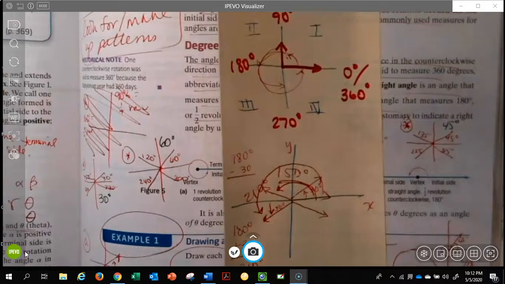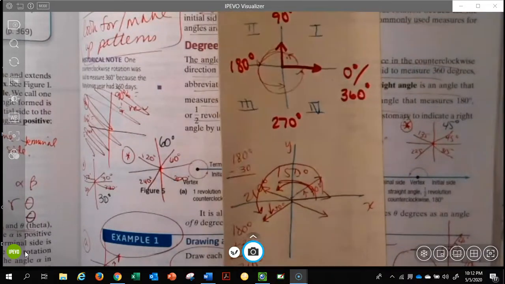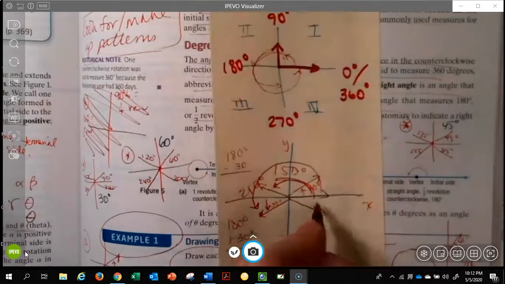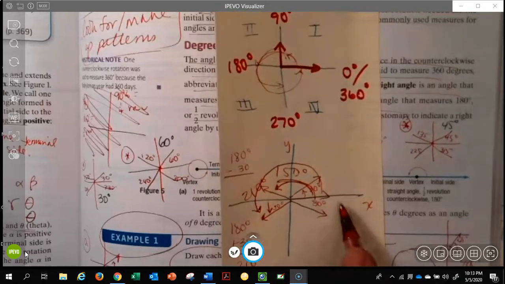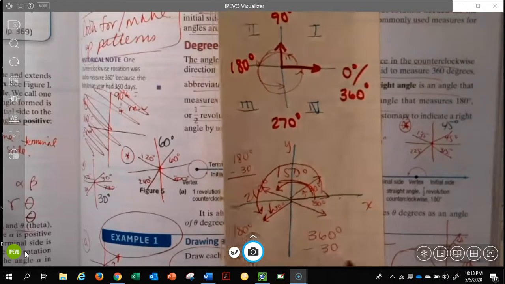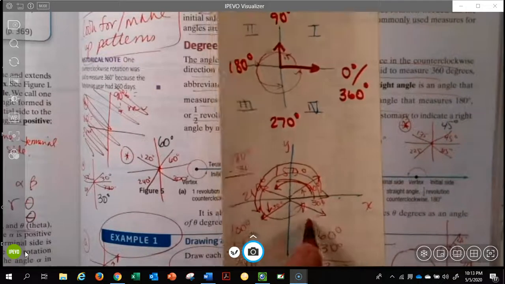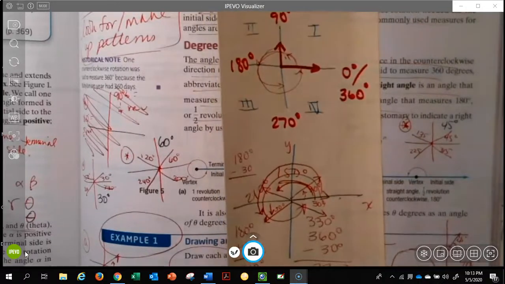And so here, we've got one more to go. We could keep going around and around and around, clockwise and counterclockwise, but we're just going to stop right here. If I've got 30 degrees to get up to 360, I'm not all the way to 360. I've got to back off 30. So that one would be called a 330 degree angle.